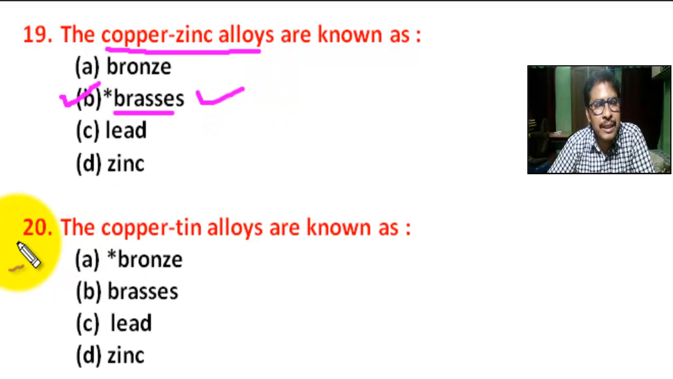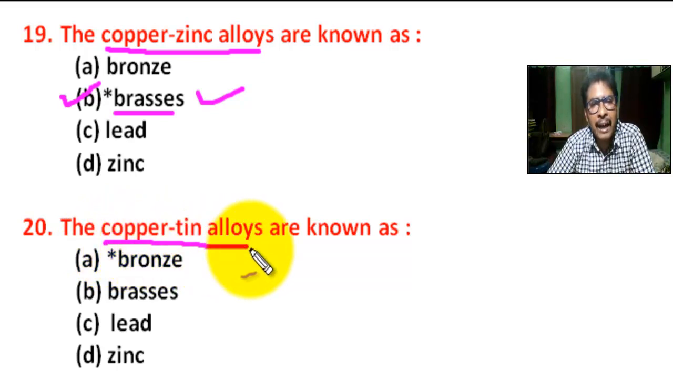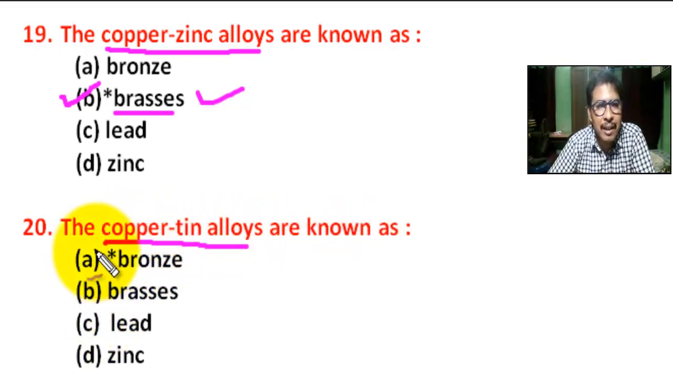Question number 20. The copper tin alloy is known as. There are 4 options. Correct answer is A. Copper tin alloy is known as bronze.